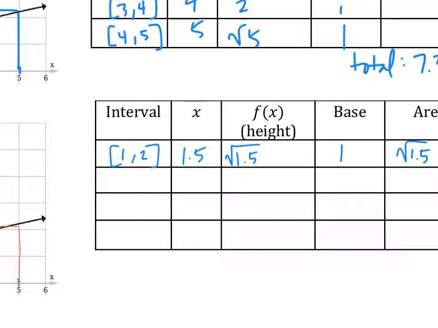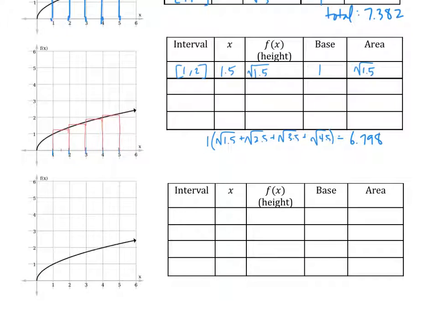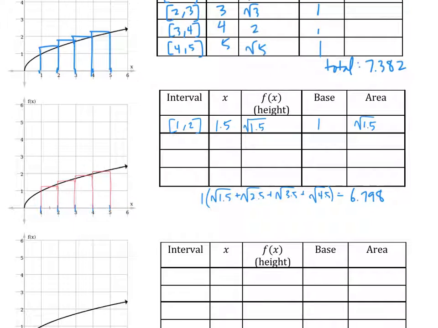Okay, so go ahead and figure out what the midpoint area is. Okay, so this area is basically 1 times square root 1.5 plus square root 2.5 plus square root 3.5 plus square root 4.5. So wherever that number is, what'd you guys get? 6.798. Okay. I forgot to label this. This is midpoint.